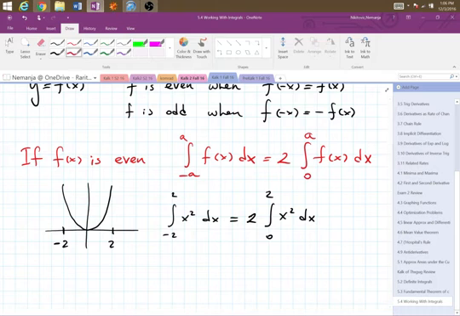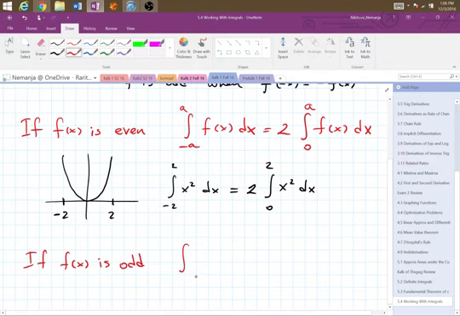The second formula says if f of x is odd, then we have this situation. On the symmetric integral, you are getting 0. If the function is odd, it's symmetric to the origin. Symmetry to the origin guarantees that you have a positive and a negative area, and they cancel to 0.